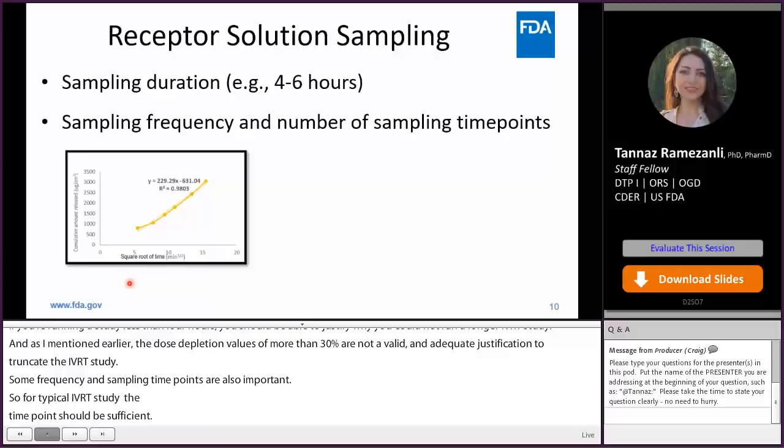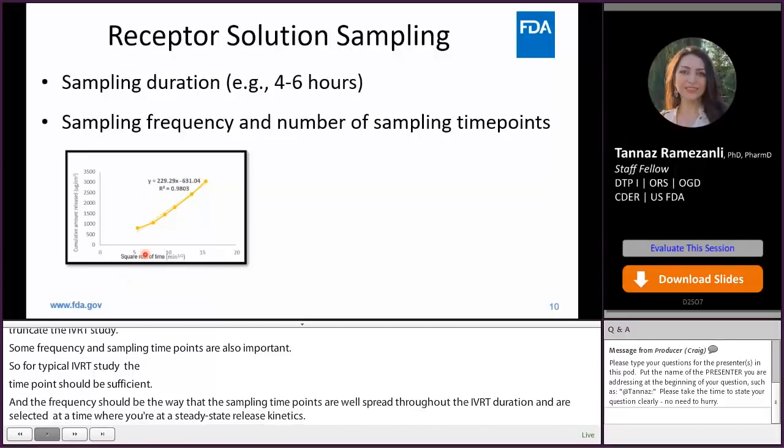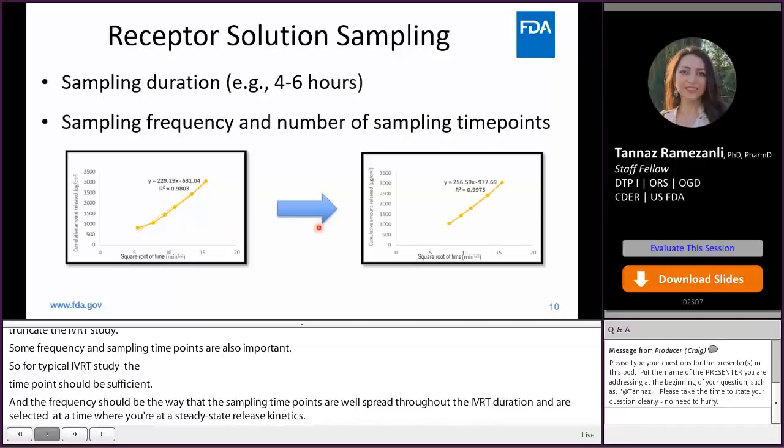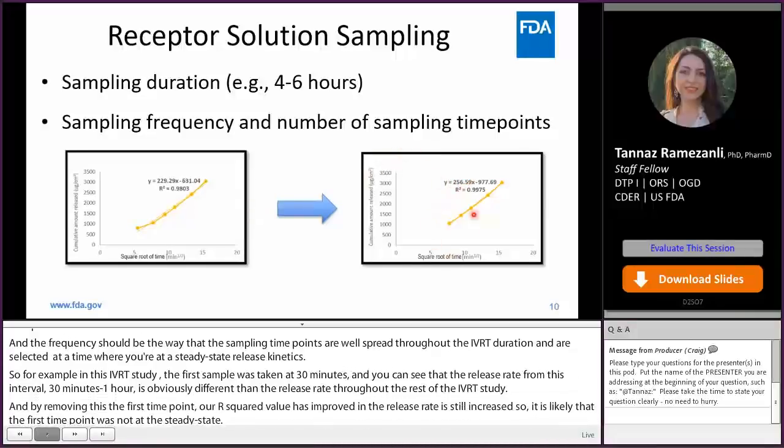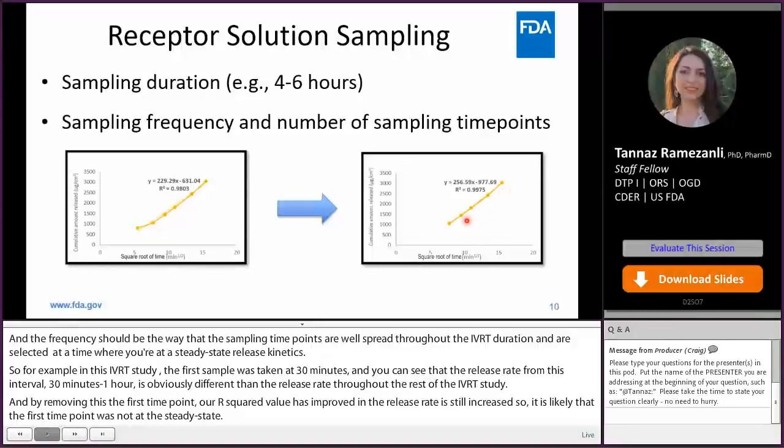So for example, in this IVRT study, the first sample was taken at 30 minutes, and you can see that the release rate from this interval, 30 minutes to 1 hour, is obviously different from the release rate throughout the rest of the IVRT study. By removing this first time point, our R-square value has improved and the release rate, the slope value, has increased. So it is likely that the first time point was not at steady state. You need to make sure that for calculation of the release rate, you're using the time points where you're at steady-state release kinetics.